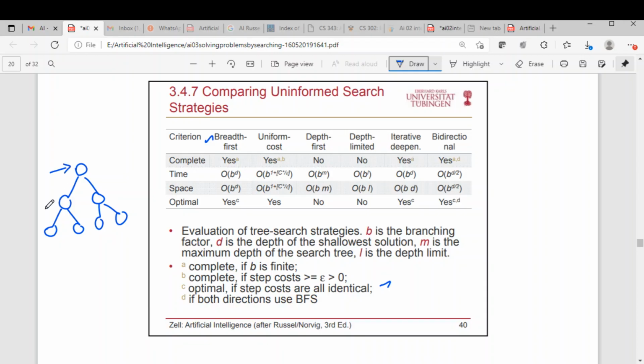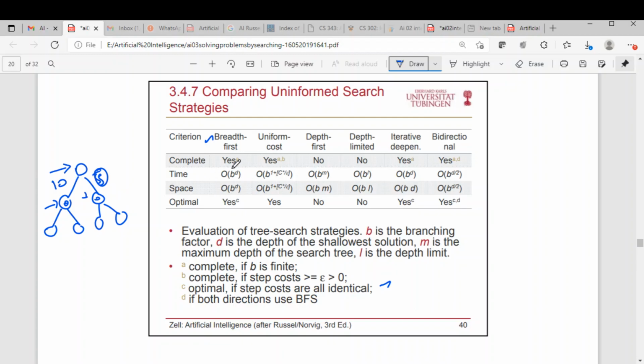It first explores this, then this, then this. So for example, if this is the goal state and this is also the goal state, now if the step costs are not identical, say this path is 10, this path is 5, first it will explore this, then it will say this is the goal, but actually this is the optimal goal, because this is the lesser path. So it is optimal provided all step costs are identical. So this is about breadth first search.